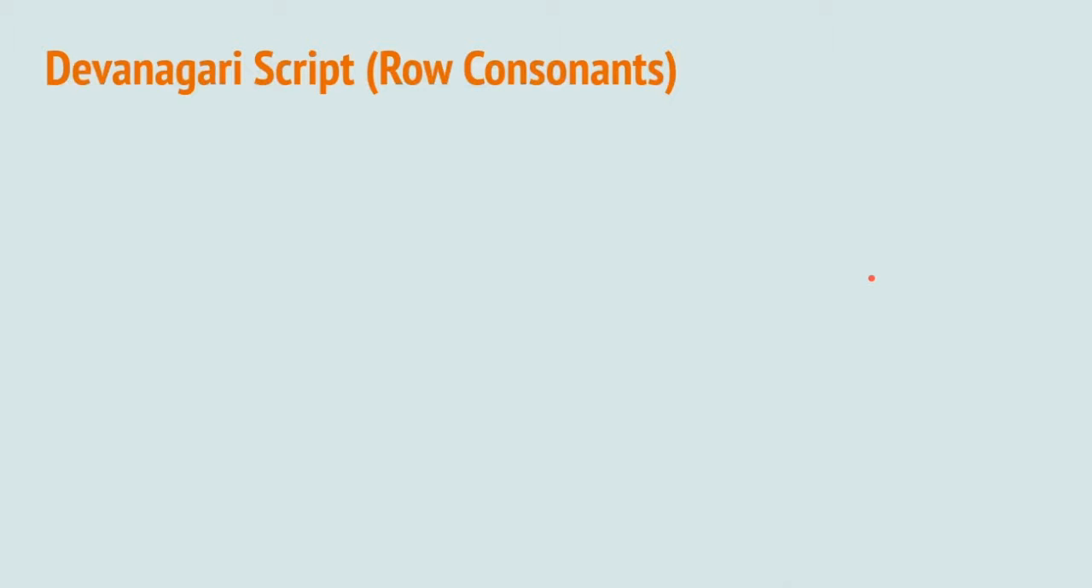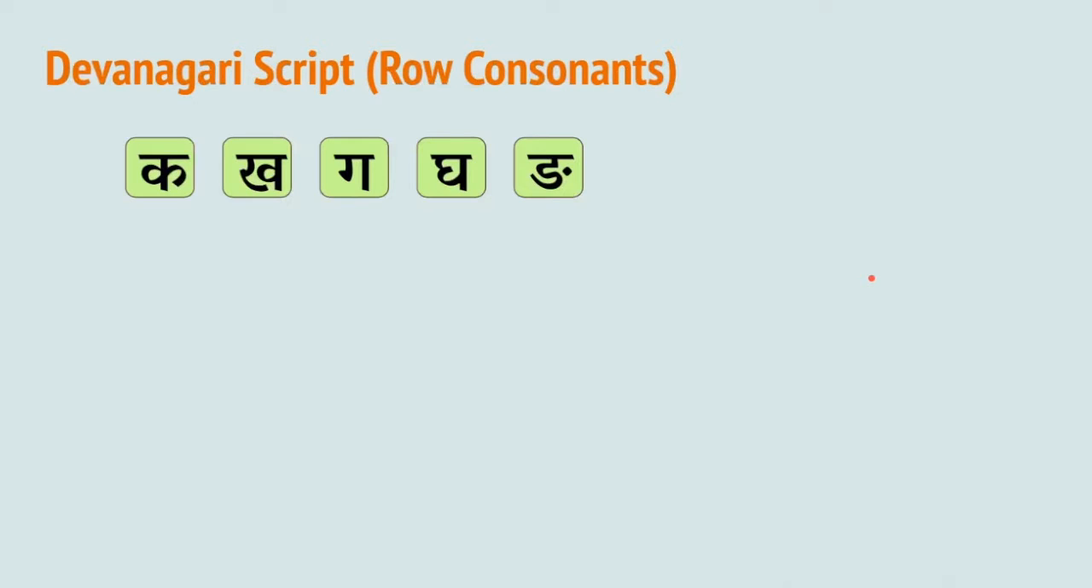So, with these 5 rows, we have completed the row consonants, the 25 letters which are given in 5 rows. They are all the Vargiya Vyanjanani, or row consonants. This is the first row: Ka, kha, ga, gha, nga.